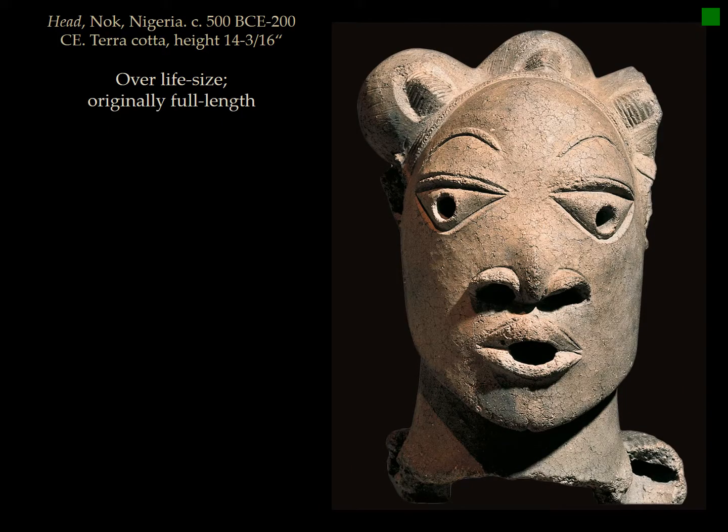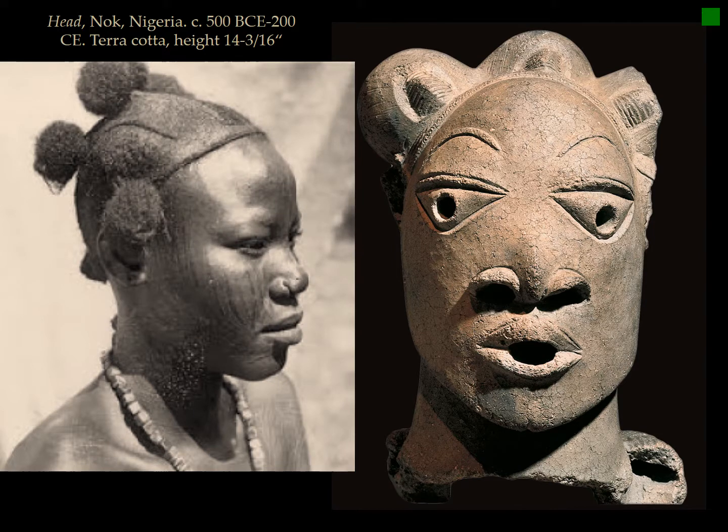These figures, such as the head seen here from the Nok culture, are over life size and originally would have been full length. So you would have had an over life size figure head to toe. Here we have the figure of a woman who is going to be frontally facing, mouth open, nostrils flaring, and eyes hollowed out, with 3 sections of the hair pulled up, much as we would find today in this area in Nigeria.